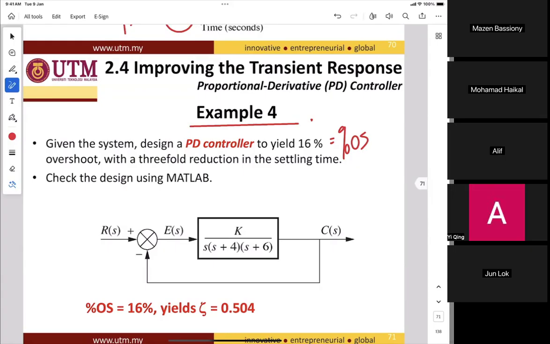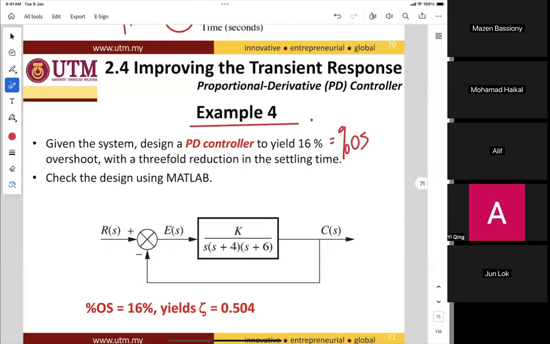Did I share you the graph of overshoot versus zeta? Hello guys, did I share you the graph? Hello? No. Okay, I shared you the graph. Refer to the WhatsApp. Muhammad Haikal, refer to your WhatsApp. Yes, doctor.